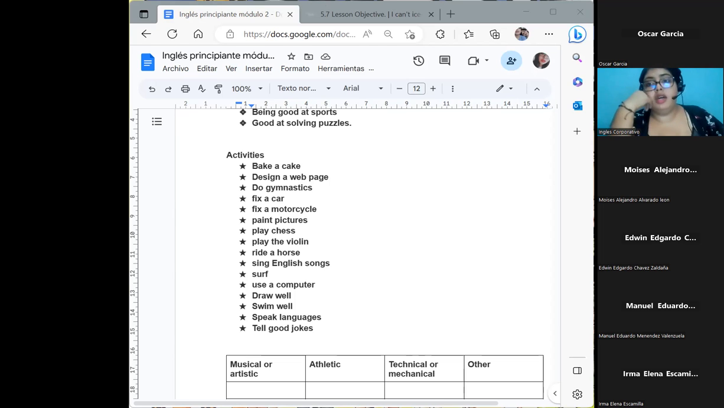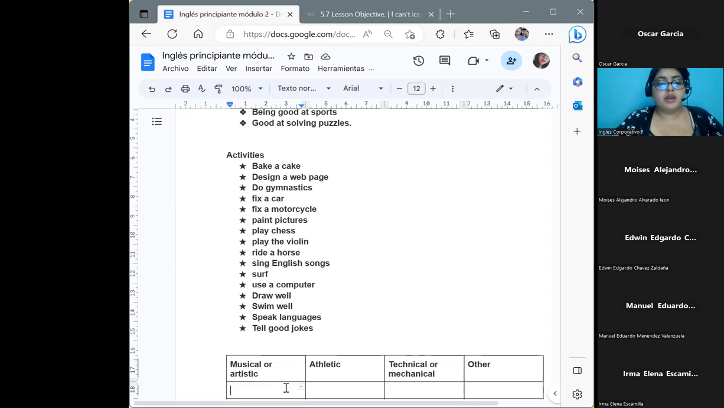Okay, let's see the activities that correspond to every category that we have on the table. In this case, we have musical or artistic. ¿Cuáles de estas actividades corresponden a musical o artístico?